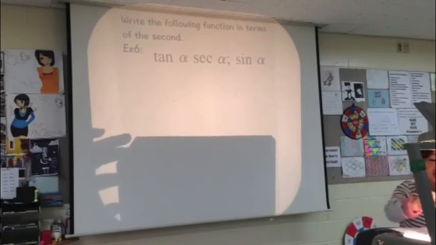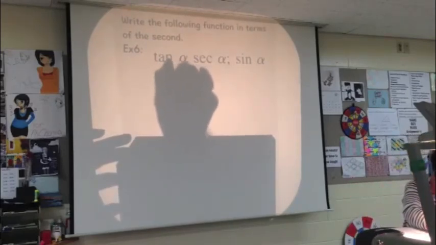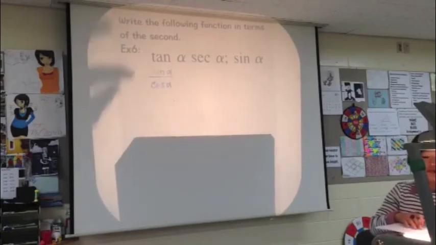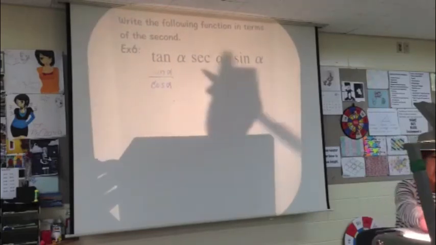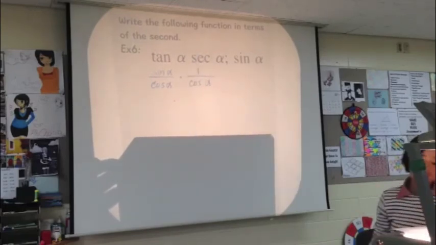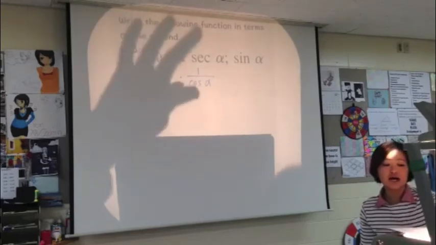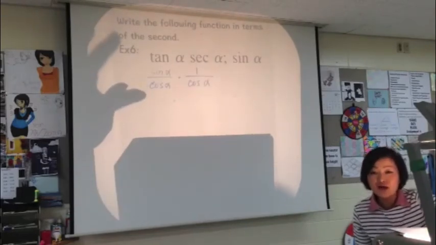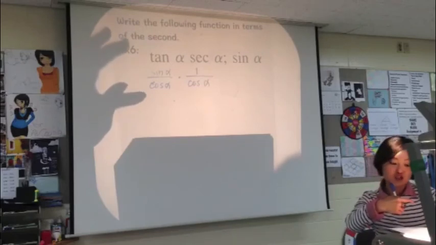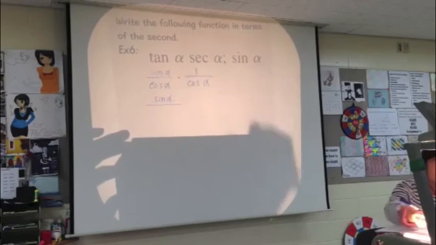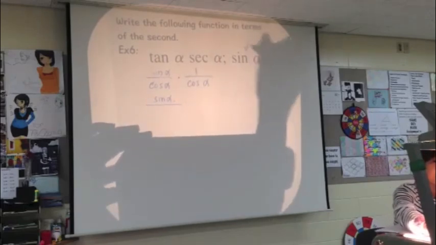I'm going to write this in terms of sine alpha over cosine alpha, because you know that tangent alpha is sine over cosine. And then I'm going to write this as 1 over cosine alpha. All right? But right now I still see cosines, and I only need to see sines. But you know cosine alpha, from the previous example, and sine alpha stays, because that's what we wanted in terms of. We only want to see this in the answer.